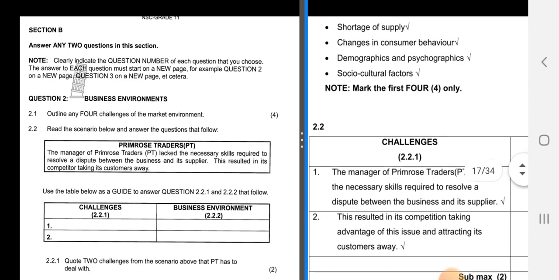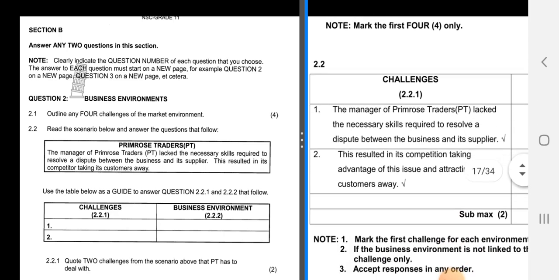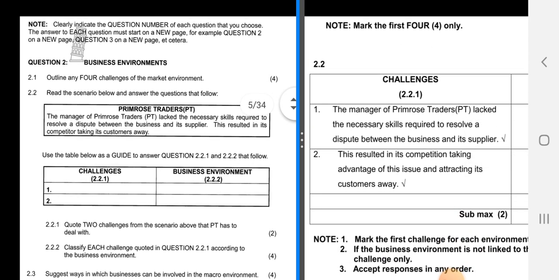So 2.2 says read the scenario below and answer the questions that follow. Now with business studies, you should be able to read scenarios and answer questions, because that is required a whole lot from you guys. Let's read the scenario.